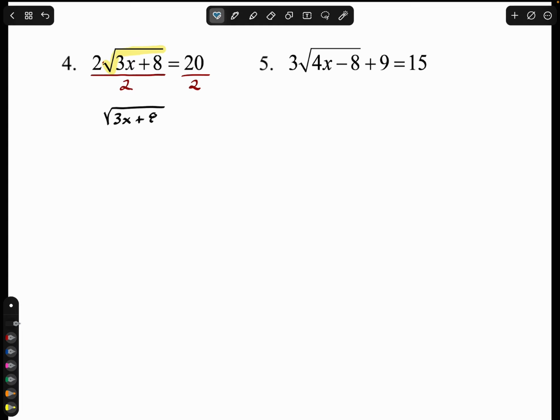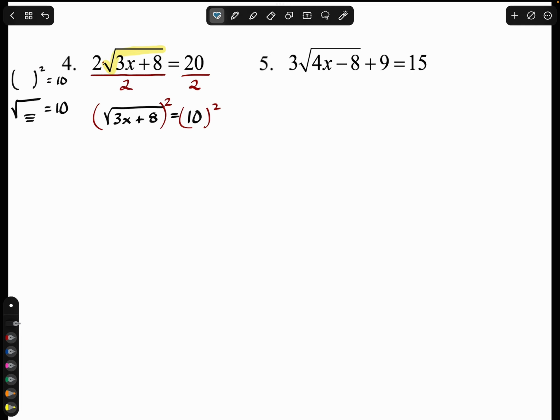We have the square root of 3x plus 8. 20 divided by 2 is 10. Now to undo the square root, since the whole left side is being taken the square root of, we're going to square it. Now this is different than taking the square root of something that's being squared, right? When you think about it, there is the square root of something equals 10. There's not two numbers that we could have in here, right?